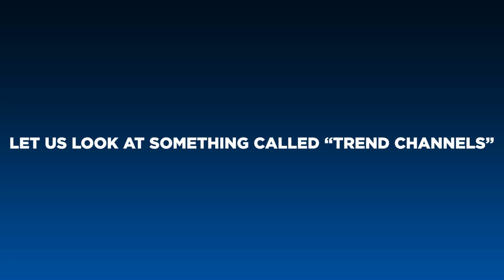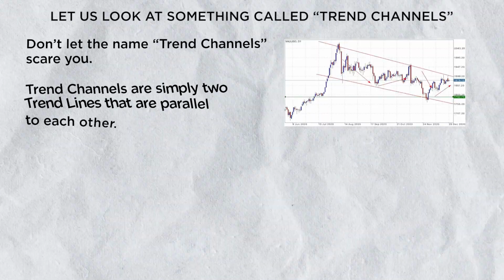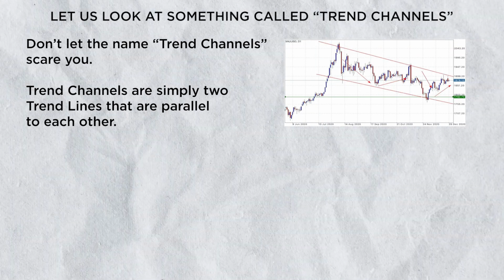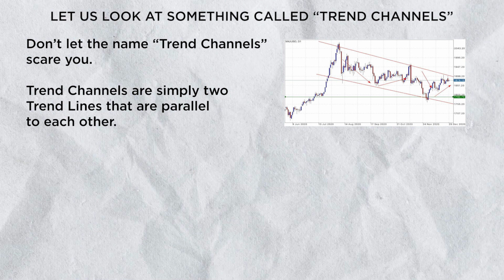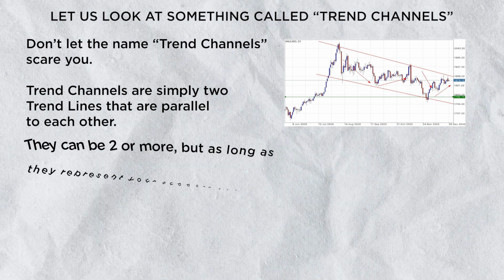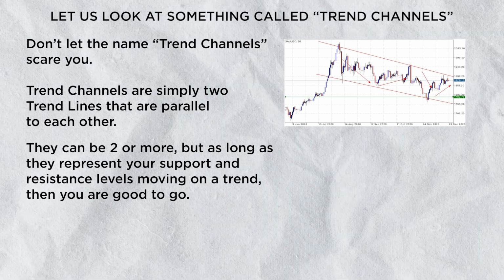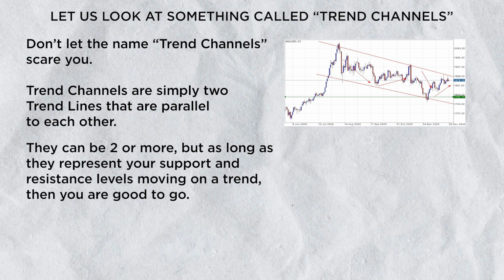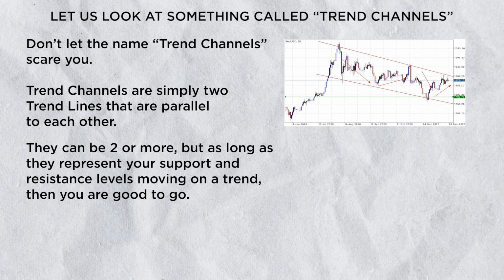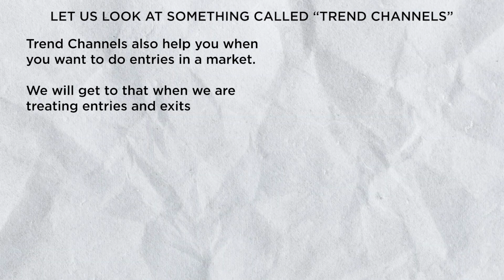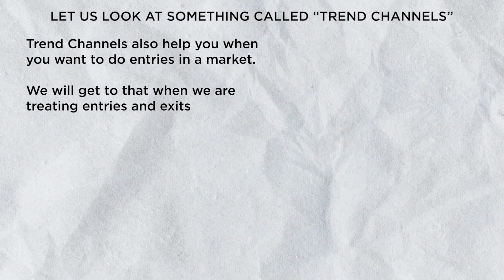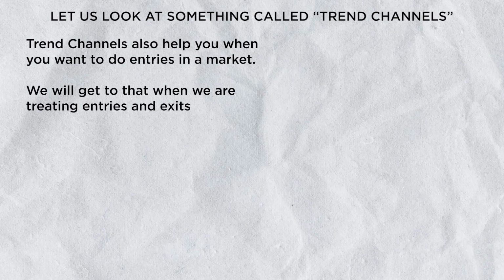Let us look at something called trend channels. Don't let the name trend channels scare you. Trend channels are simply two trend lines that are parallel to each other. They can be two or more, but as long as they represent your support and resistance levels moving on a trend, then you are good to go. Trend channels also help you when you want to do entries in a market. We will get to that when we are treating entries and exits.